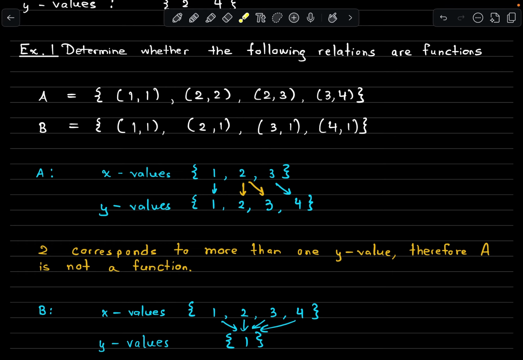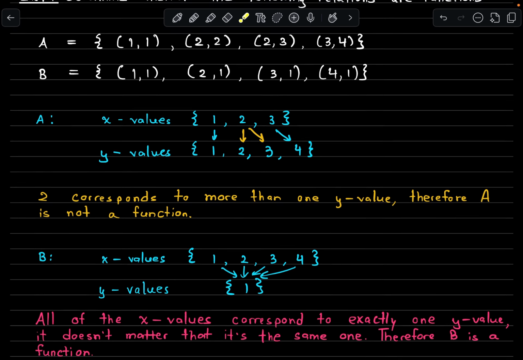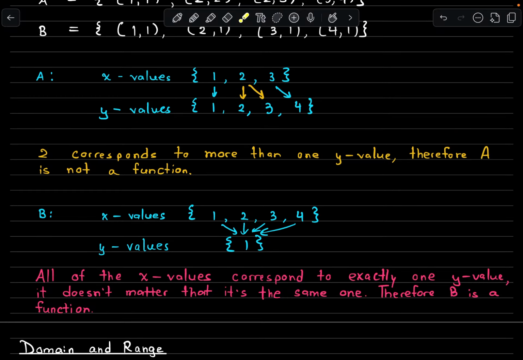On the other hand, B, if we list out our x values, we've got 1, 2, 3, 4. All of the y values are the same. They're all going to the same place. But that's fine, because each x value is not corresponding to more than one y value. Therefore, this works. This is a function. Okay. So again, every x value has to just go to one y value. Every y value can have multiple x values coming to it, but that doesn't matter. That doesn't stop it from being a function.